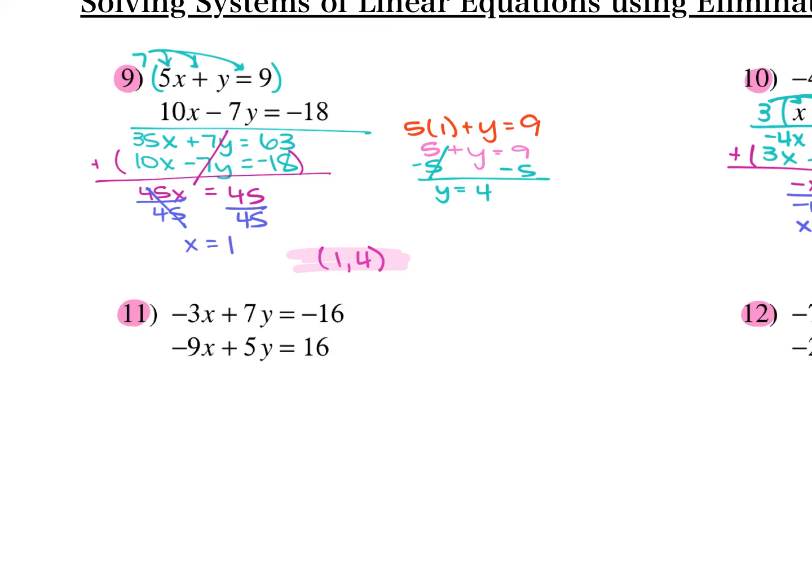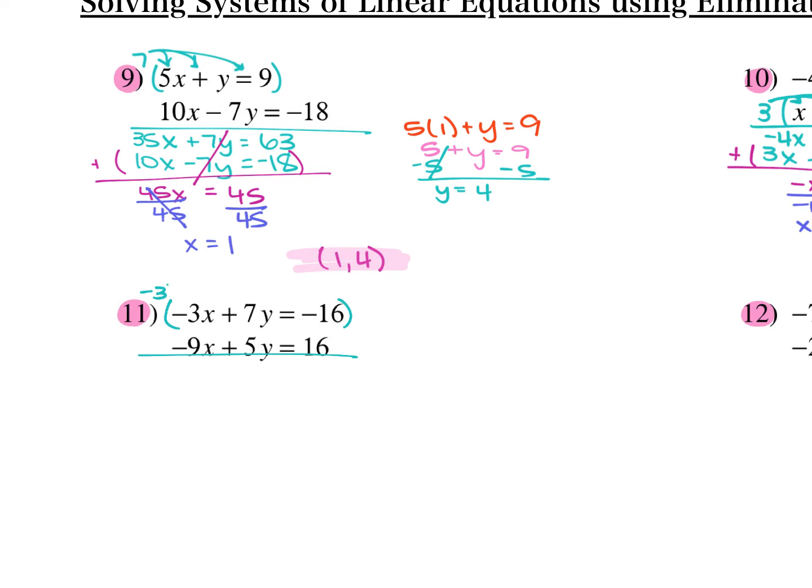So my 9 is smaller. I'm going to find my least common multiple between my x's and multiply that top equation in order to turn it into the opposite of negative 9. So instead of it being the negative 3, it would turn into a positive 9. So negative 3 times negative 3 is positive 9. I multiply the entire equation by negative 3.